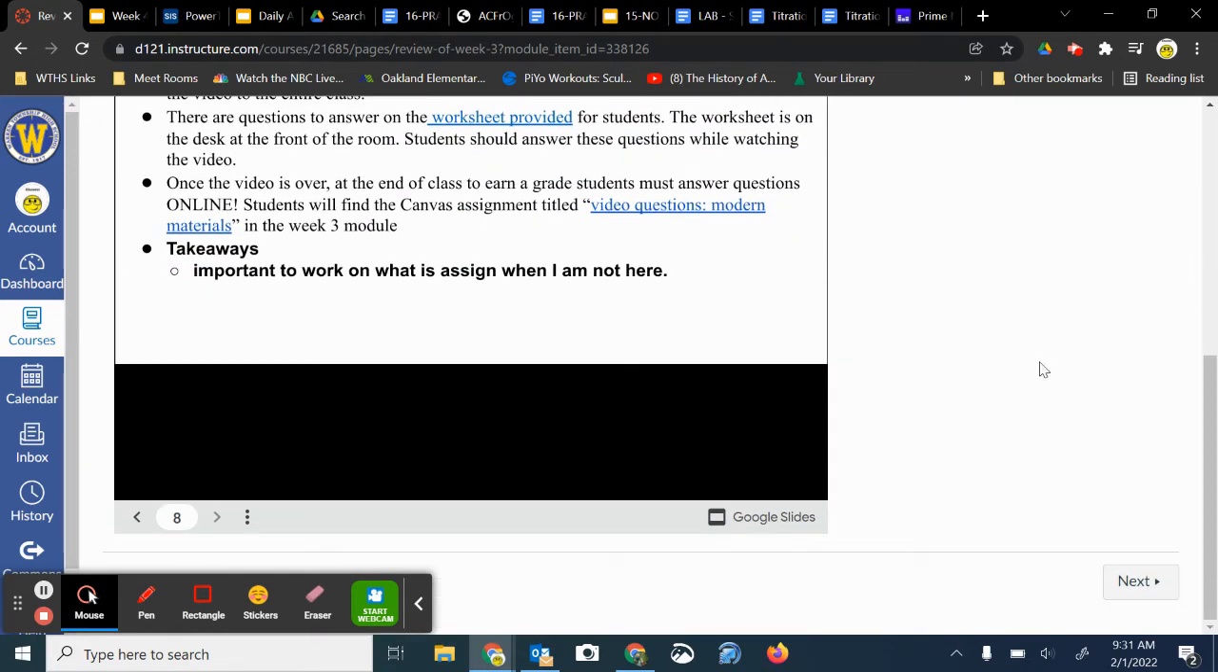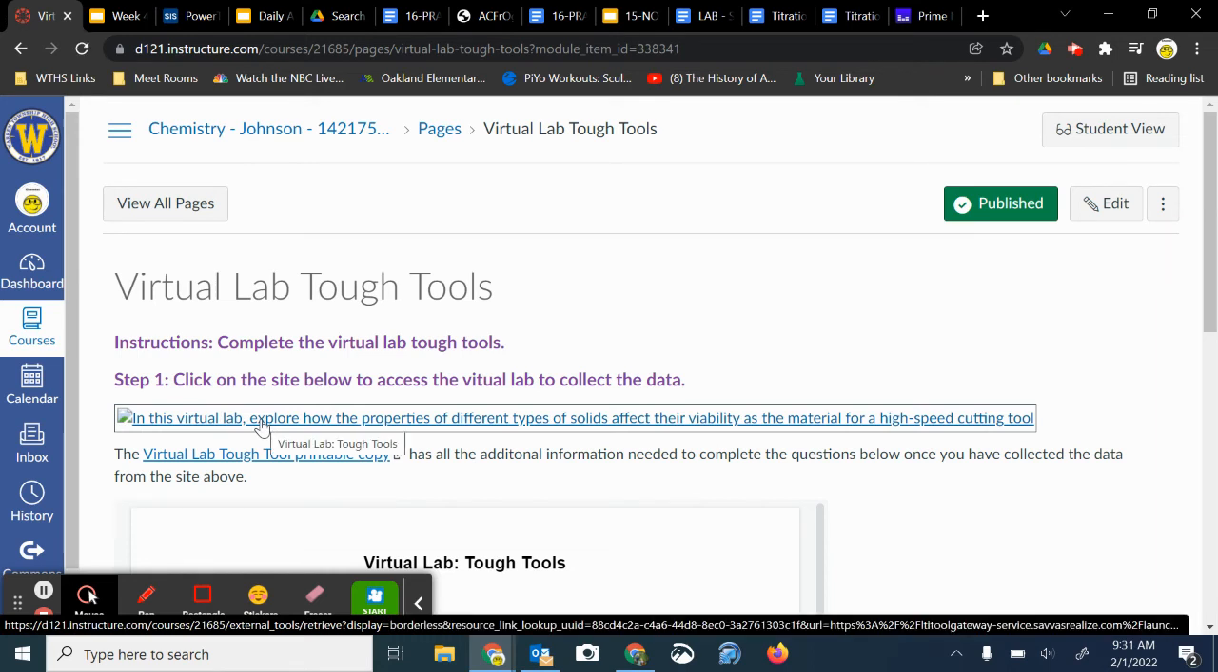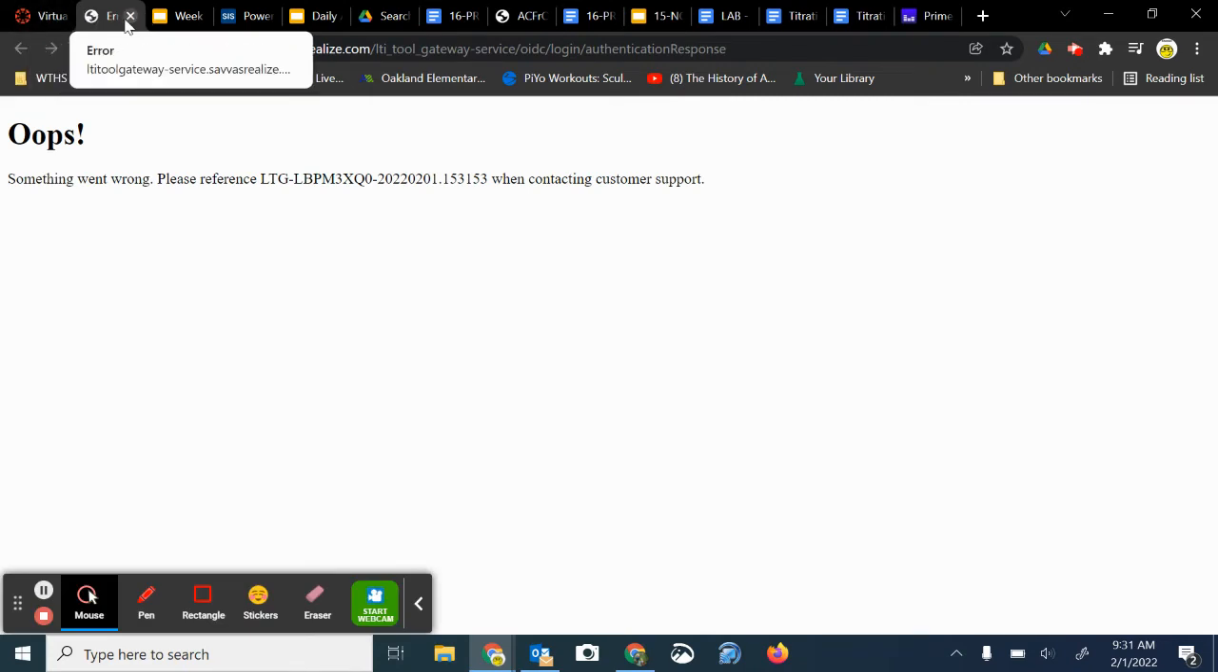Now for the activity. So we're going to hit the next button, and you're going to see a page that says Virtual Lab Tough Tools. So first thing I want you to do is you're going to click on this link, which is going to bring you to the activity. All right, or it's supposed to. Okay, we'll try it one more time, and if it doesn't work, I'll show you something else that may work. And I think it's going to load. Here we go.